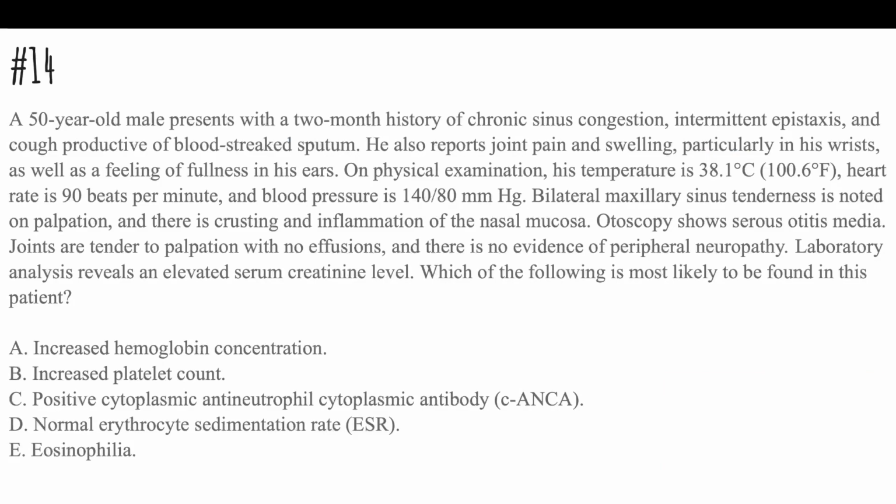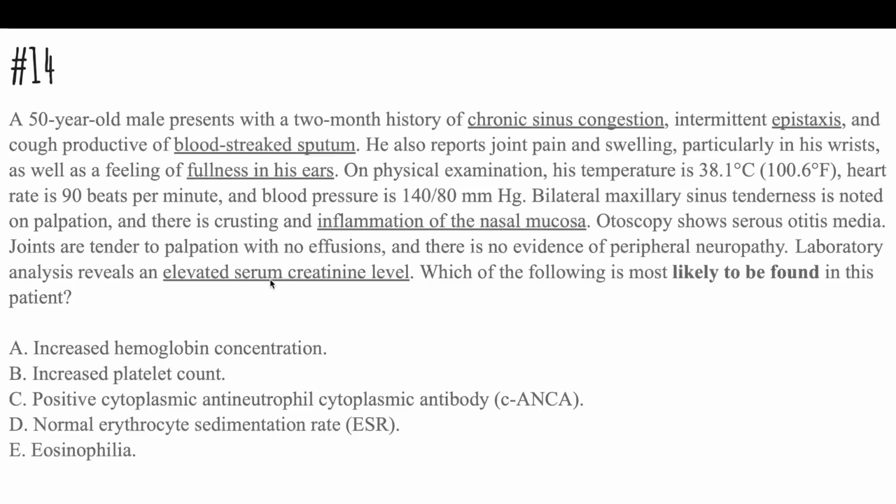So I've highlighted some of the key details from this question, and looking at the end, we see we're trying to find what's found in this patient. So we're going to get a patient presentation and want to know what's most likely associated with it. A 50-year-old male presents with a 2-month history of chronic sinus congestion. He's had epistaxis. He's had hemoptysis, which is what chronic productive blood-streaked sputum is. He's had wrist pain, fullness in the ears, regular vitals with some hypertension. He has some sinus involvement and nasal inflammation. And they even tell us that he has elevated creatinine.